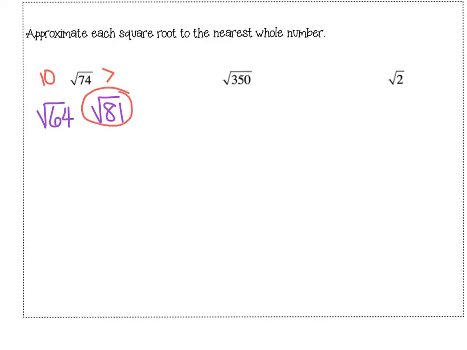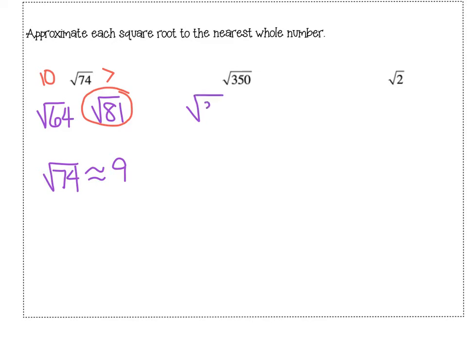When I write my answer, I'm going to write it like this. I'm going to say the square root of 74 is approximately 9. And the reason it's 9 is because the square root of 81 is 9, and that's the one it was closer to. Our next example is the square root of 350.